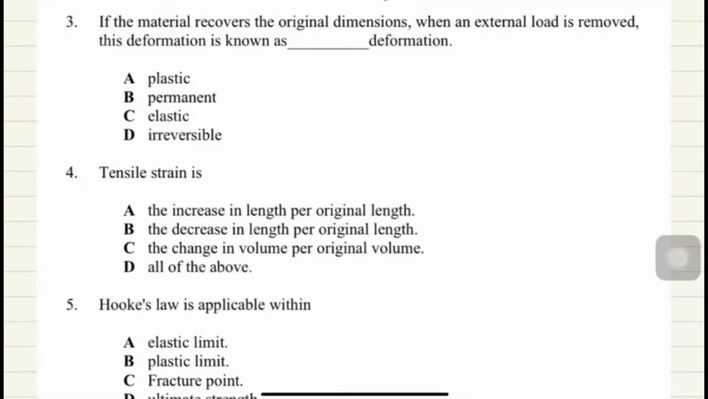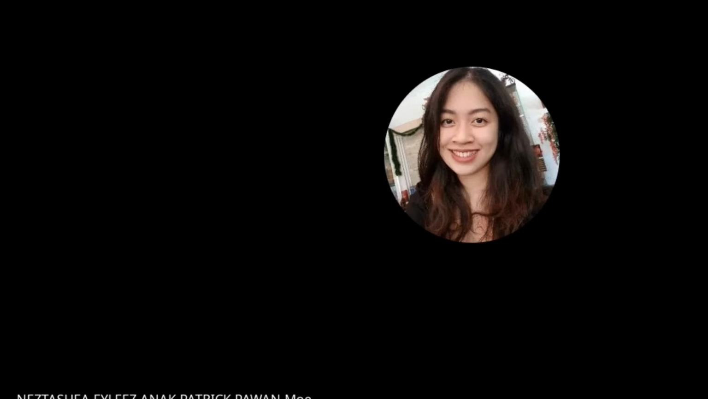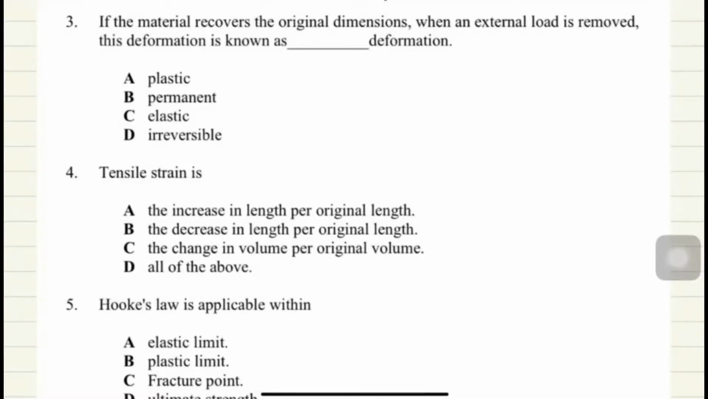Okay, Nes. If the material recovers the original dimensions when an external load is removed, this deformation is known as elastic deformation. Okay, very good. So this one is straightforward. The answer is elastic. Plastic deformation, obviously, you have a permanent change, permanent deformation, so that one wouldn't be.